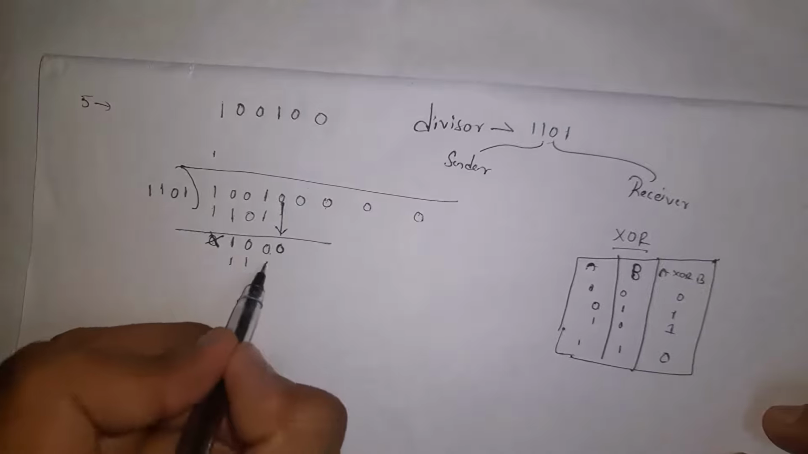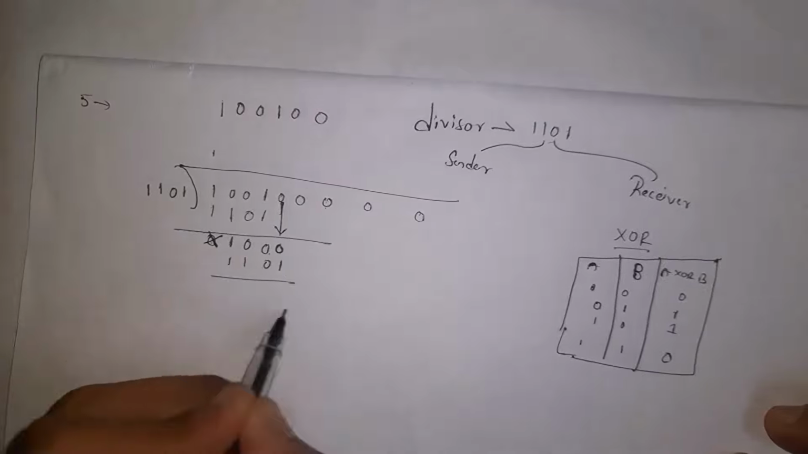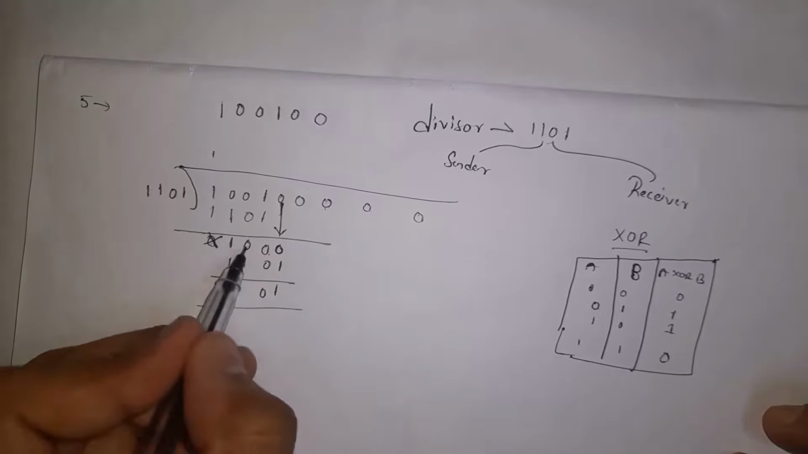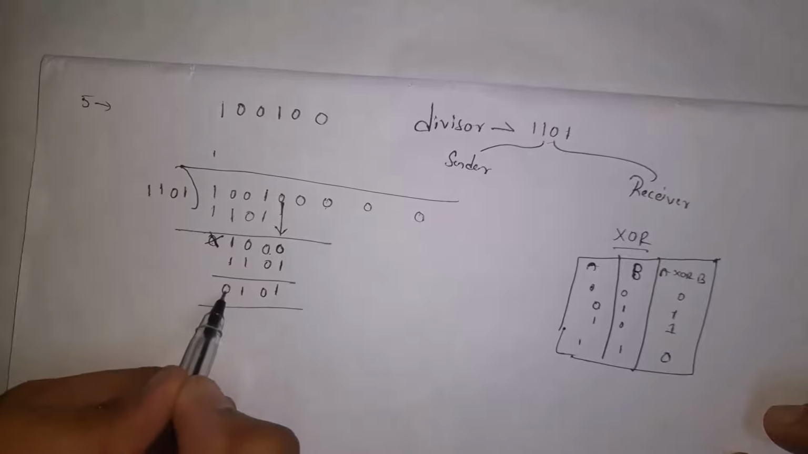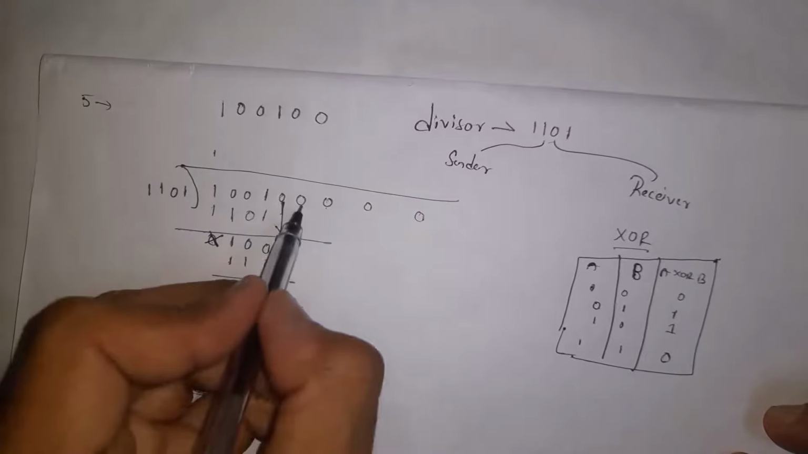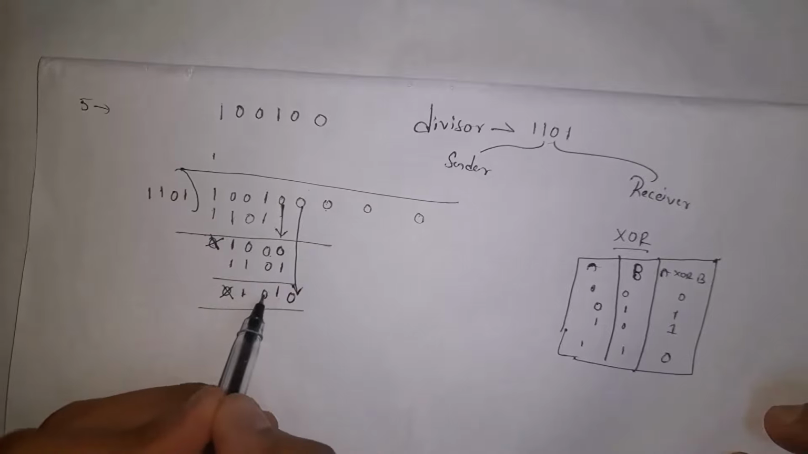So 1, 1, 0, 1. Again we need to apply XOR operation. So for 0, 1, 1. For 0, 0, 0. For 0, 1, 1, 0. So 0, 1, 0, 1. As the last value is 0, you can remove it and you can bring this 0. So 1, 0, 1, 0.